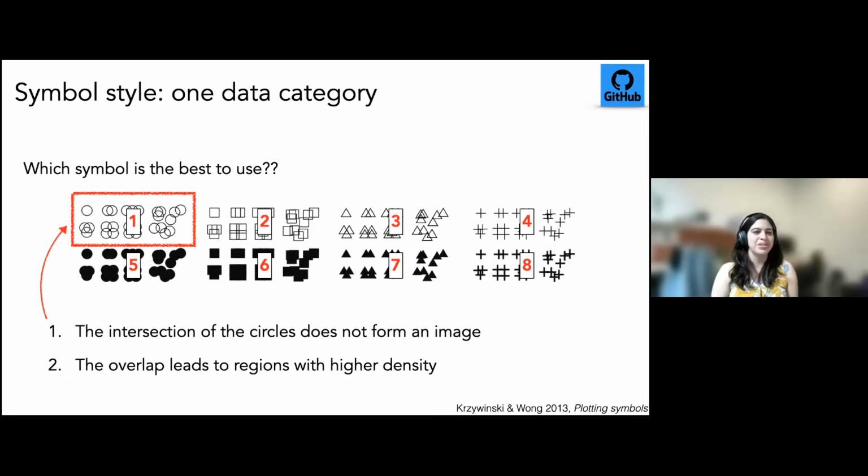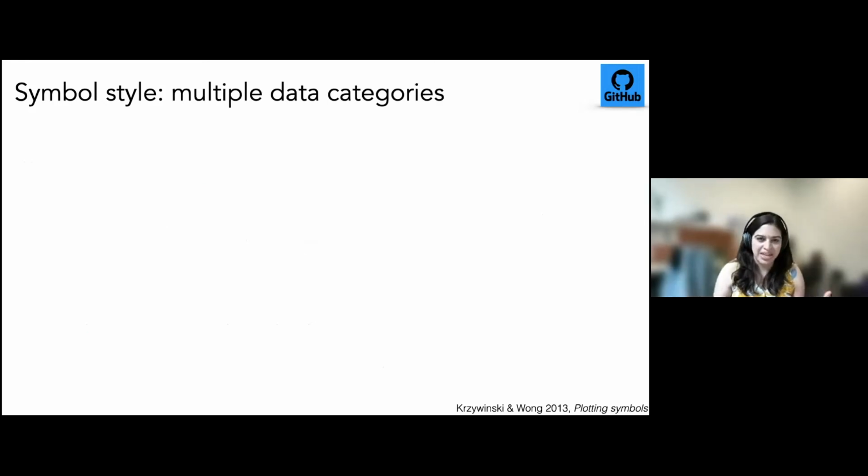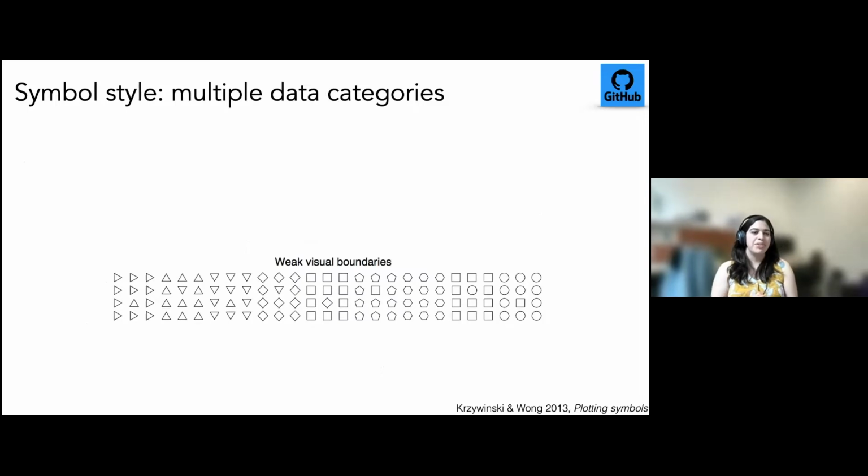But then, of course, what if you have multiple data categories? How do you approach that? Maybe you have one symbol and it's an open circle, but what if you need a second symbol? If you're choosing different symbols, I'm showing you here some symbol options with weak visual boundaries. You look at this and it looks like just a big blob of different shapes that are all vaguely circle-y.